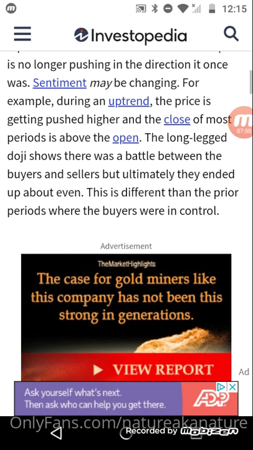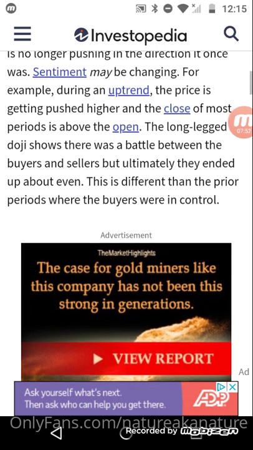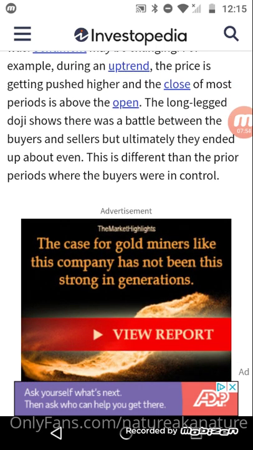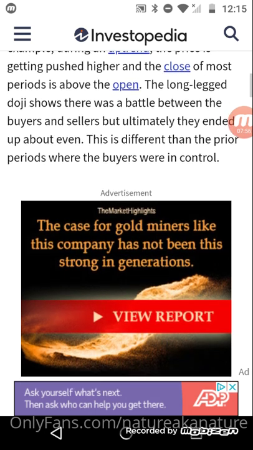This is different from the period where the buyers were in control, because when the buyers were in control, it was going up in an uptrend. Then the doji showed up, then a consolidation period, it's going sideways. We wait a day or two, then we get back in, or until we get some type of confirmation that it's going up or back down.